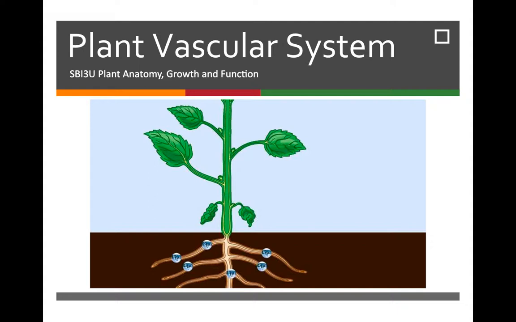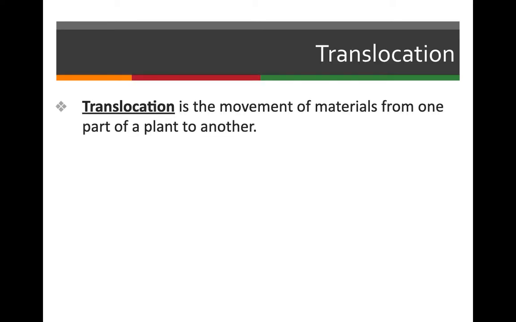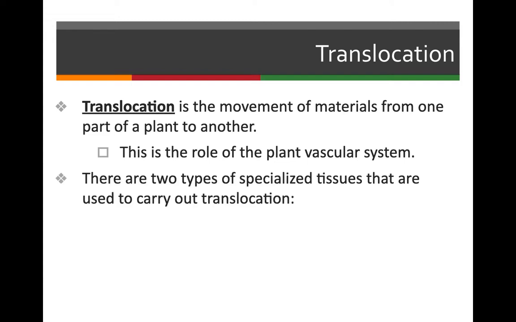In this lesson, we're going to look specifically at the vascular system within a plant. So, the role of the vascular system is translocation, and translocation is the movement of materials from one part of a plant to another. So, there are two types of specialized tissues that are used to carry out translocation.